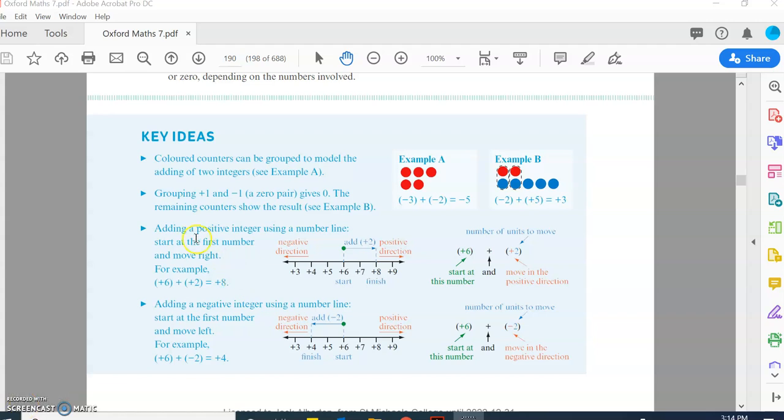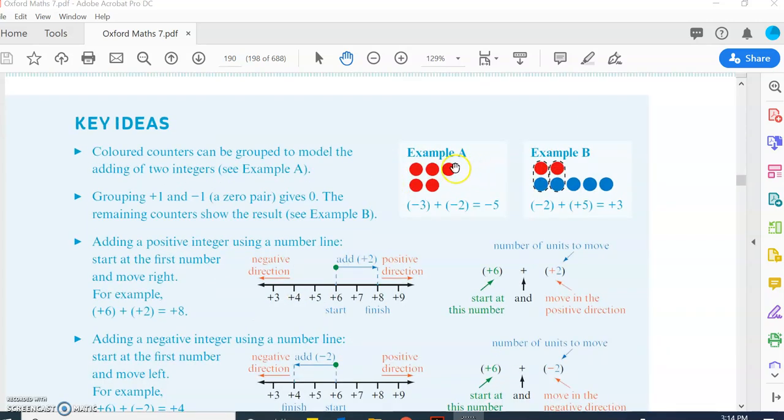So the key ideas give a bit of a summary of the two different models that we've spoken about, the counter model and the number line model. Remember, with the counters, they use two different colors, red and blue. The red counters represent negative, and the blue ones represent positive.